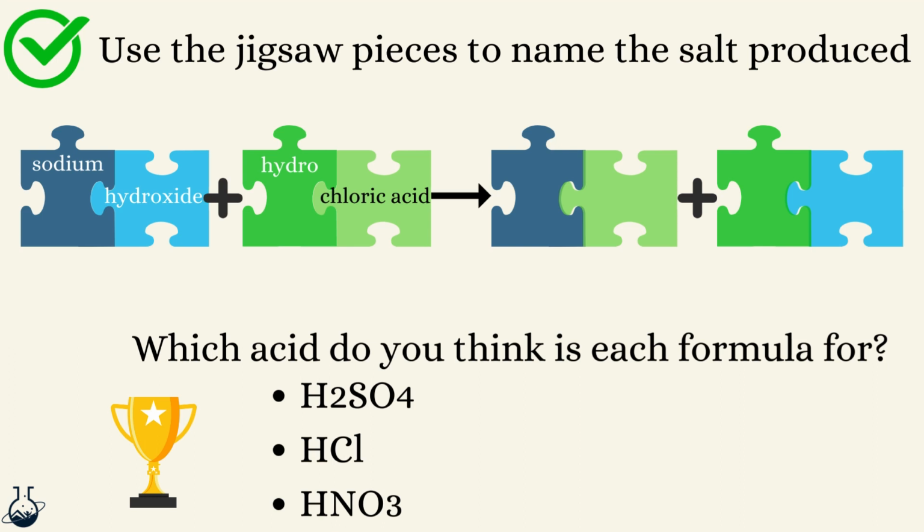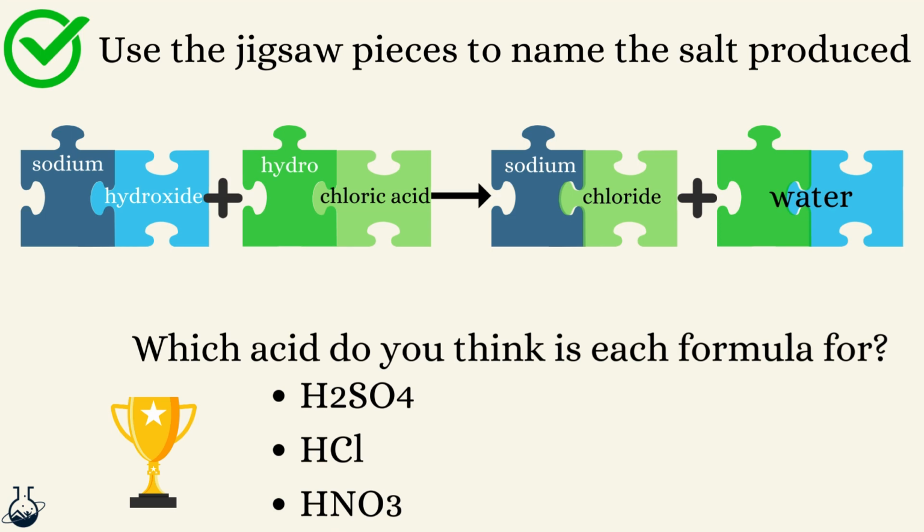So the beginning portion of the equation says that sodium hydroxide is reacting with hydrochloric acid, but the products are blank. Well, dark blue is sodium, and remember, salts begin with metals, and light green is chloric acid. But we know hydrochloric acid actually forms a chloride, so the salt formed is sodium chloride. Dark green is hydro, and blue is hydroxide. This is H2O, which is water. So the final equation reads sodium hydroxide and hydrochloric acid makes sodium chloride and water.